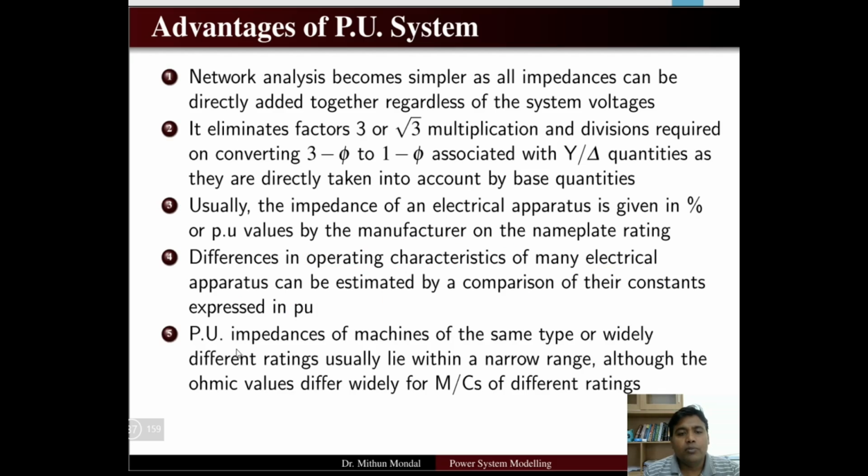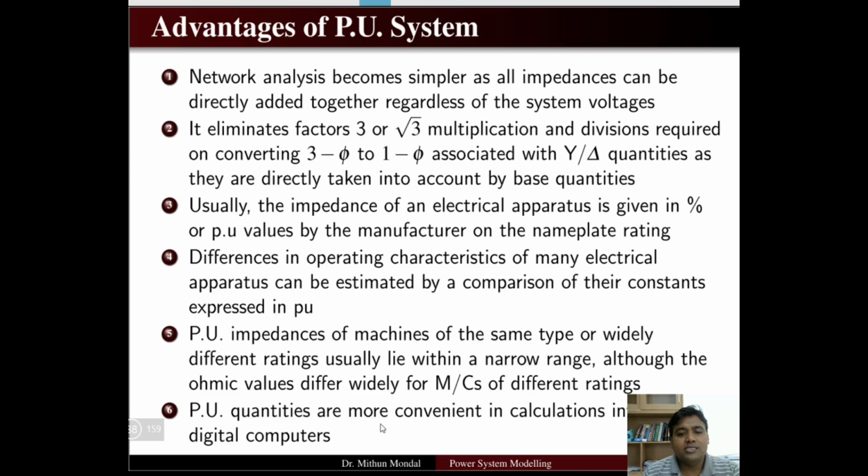Next advantage is that per unit impedance of machines of the same type but widely different rating usually lies within a narrow range, although the ohmic values differ widely for different ratings. So whenever we see machines whose ratings are different, their actual values may differ quite a lot in ohmic range, but when they are converted to per unit values, they lie in a very narrow range. And per unit quantities are more convenient in calculation using digital computers. So nowadays digital computers use the per unit values to calculate any problems on the power system.